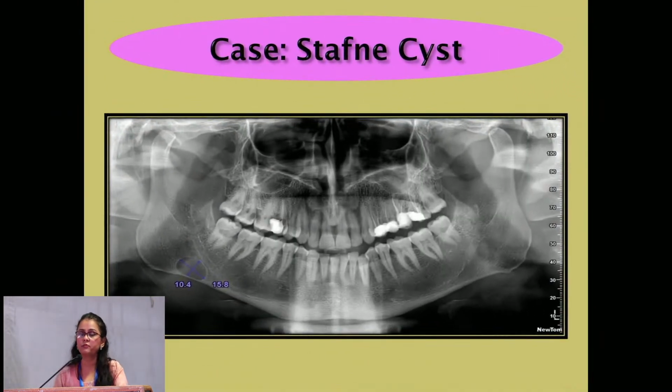I showed you this radiograph at the start of my presentation, the lesion that is present below the inferior alveolar canal. And as I told you, you should be aware of the most common lesions that are present below the inferior alveolar canal, which are the lesions that will be present above the inferior alveolar canal, and which are the lesions that will be seen within the inferior alveolar canal. Like arteriovenous malformation, you will not say the lesion which is present below the canal to be an AV malformation. So this was a case of Stafne's cyst.